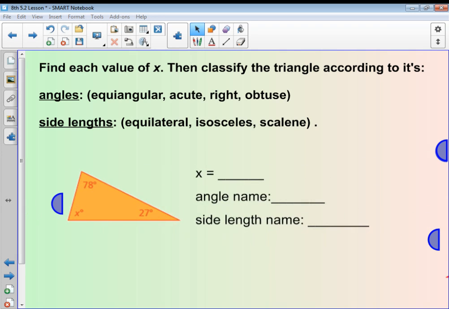Okay, so go ahead and try this one. Pause your video, and then when you're finished solving for each of those, go ahead and start your video back up.